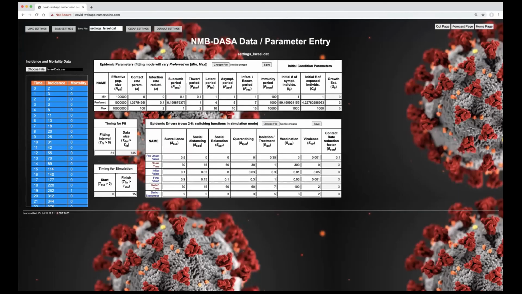I have now loaded in a settings file called settings_israel.dat. And I have chosen to use the Israel data comma separated value variable files. Over here, you'll see that some of the settings have numbers that are part of the default and others are numbers that have been fixed through the optimization process.